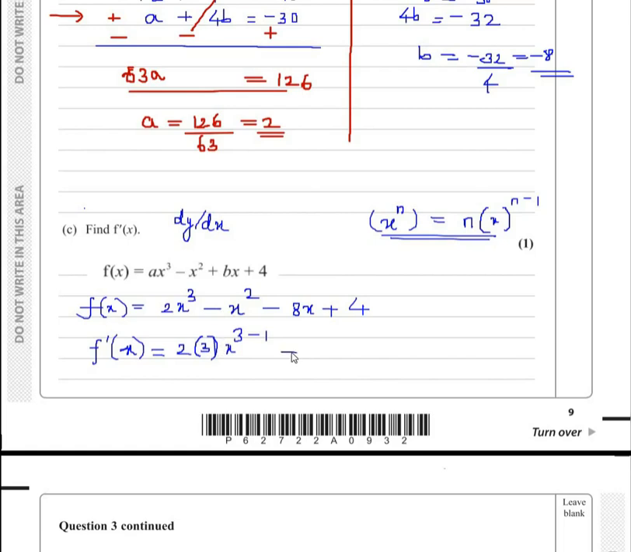Then negative x squared becomes 2, x is raised to the power of 2 minus 1. It's reduced by a power of 1. Then minus 13x: now the power of x here is 1, so we take down the 1 and it becomes x to the power of 1 minus 1. And then the differentiation of a constant is always 0. So we get it as 0.